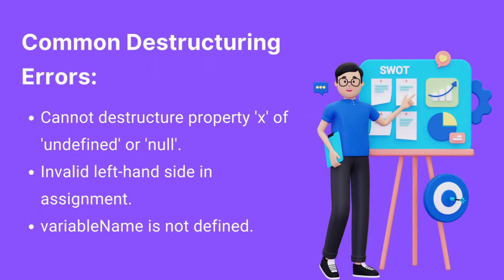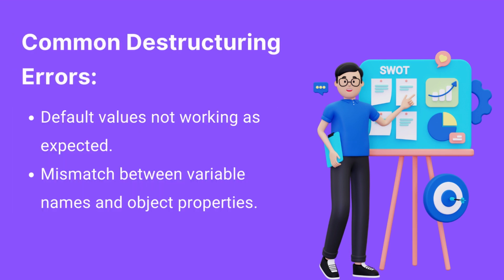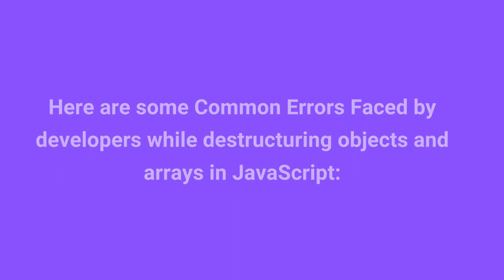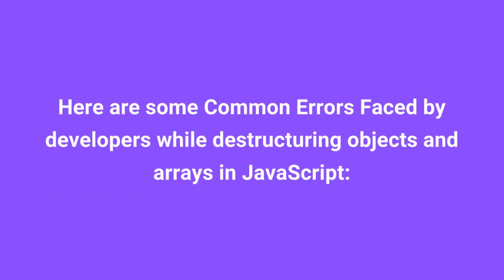Cannot destructure property X of undefined or null, invalid left-hand side in assignment, variable name is not defined, default values not working as expected, mismatch between variable names and object properties. Here are some common errors faced by developers while destructuring objects and arrays in JavaScript.